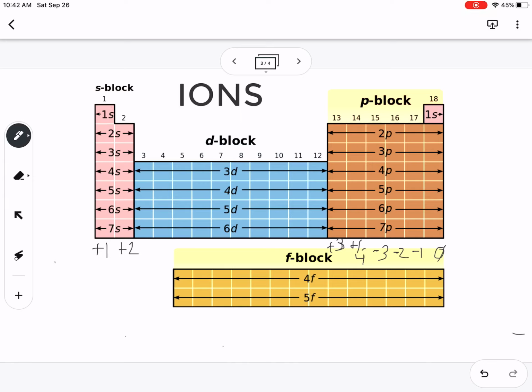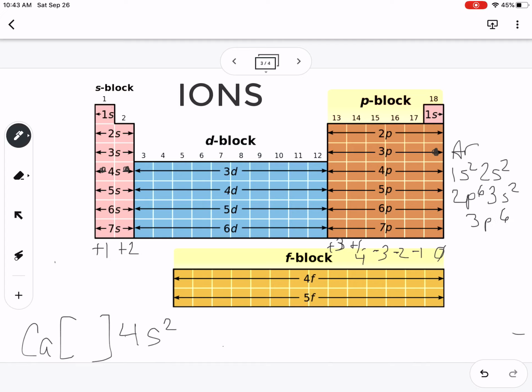So let's see, what else could we do? So we could do calcium. And actually I'm going to do calcium's abbreviated notation. Okay, so calcium is way down here. And it has a 4s2. And who is the noble gas that we are stealing it from? It is this guy. So that is argon. Argon is 1s2, 2s2, 2p6, 3s2, 3p6. So that whole amount there, instead of me writing it, I'm just going to borrow argon and put it right in there. And then I just have to worry about 4s2.